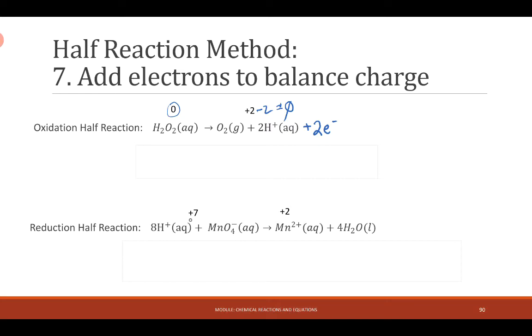For this one, this is a +7, and this is a 2 positive. That means I have to add 5 electrons to that side so that it's equal to the charge on that side. I have to add 5 electrons to that side of the equation. We can also help remember that oxidation is the loss of electrons. And so our electrons should be on the product side. And reduction is the gain of electrons. And so our electrons should be on the reactant side.